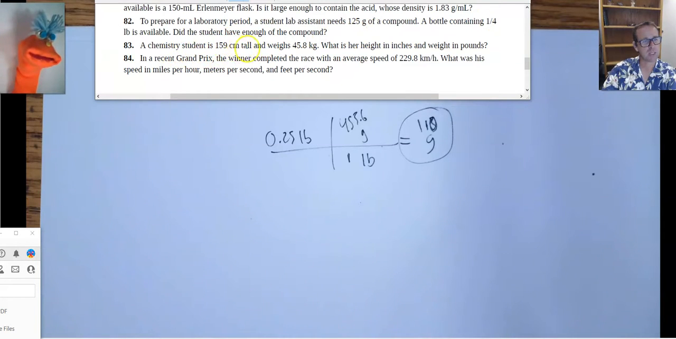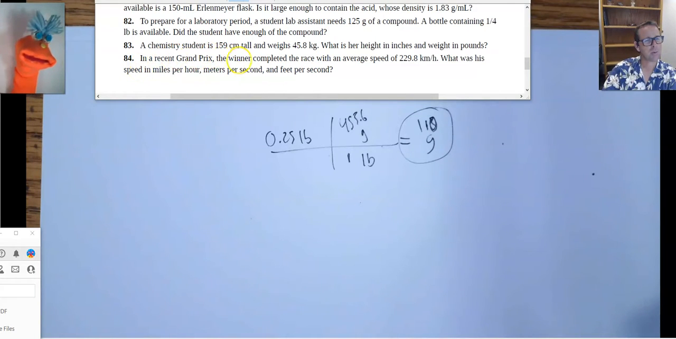All right, a chemistry student, 159 centimeters tall, weighs that much. What is her height in inches and weight in pounds? I think you guys are good enough to go from centimeters to inches and kilograms to pounds. Let's go on to number 84 here.